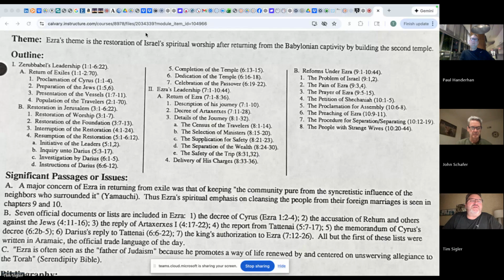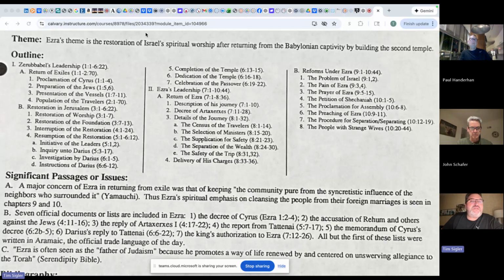And covered in chapters 1 and 2, you have the return of the exiles. I mentioned the proclamation of Cyrus, the preparation of the Jews, the presentation of the vessels, and the population of the travelers. And then restoration of Jerusalem, chapters 3 through 6, with the restoration of worship, of the foundation, of the restoration, and the interruption of the restoration. So there would be your point about some interruption of all of this.